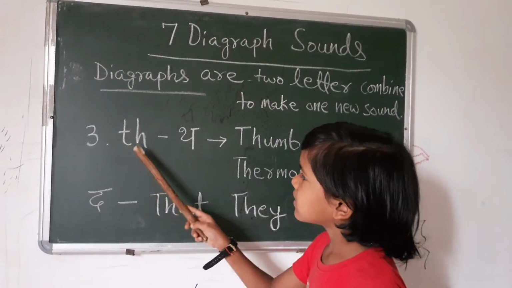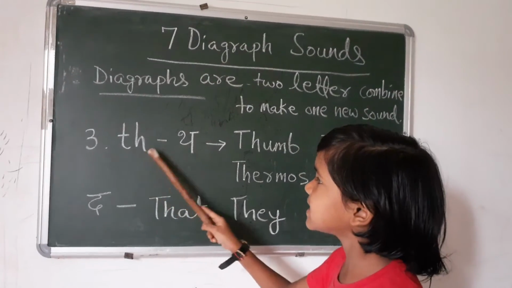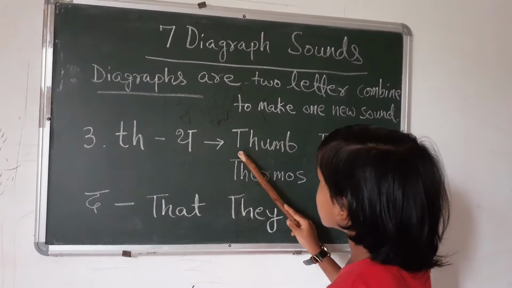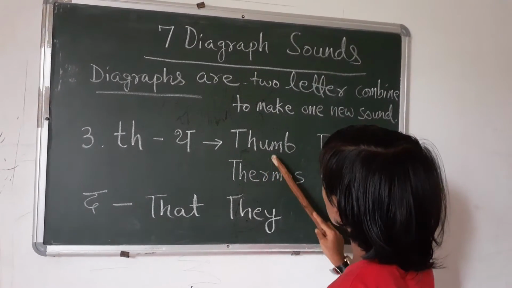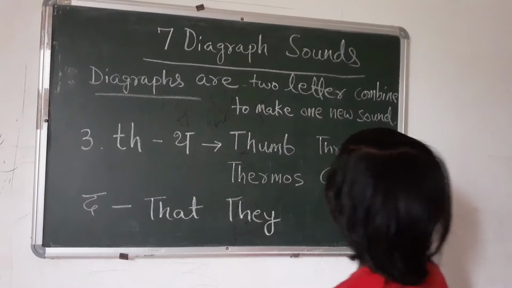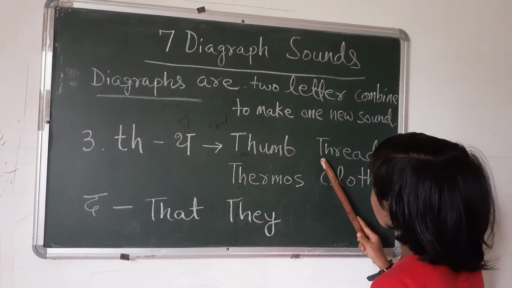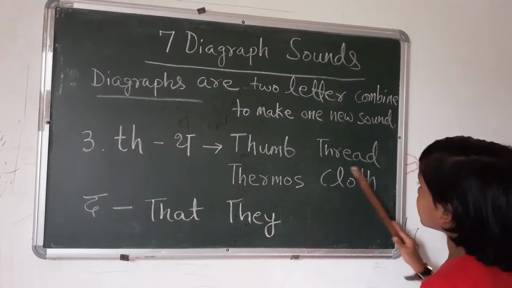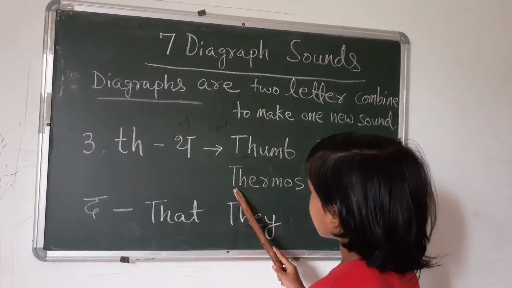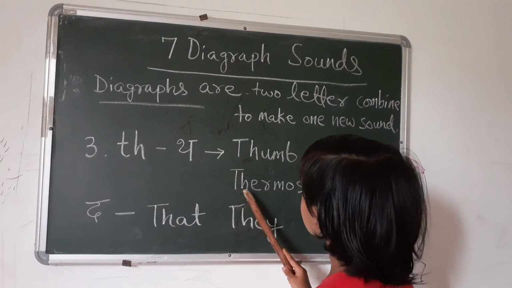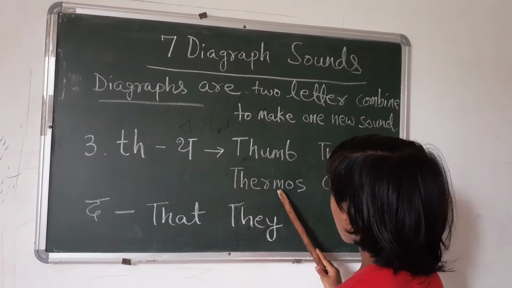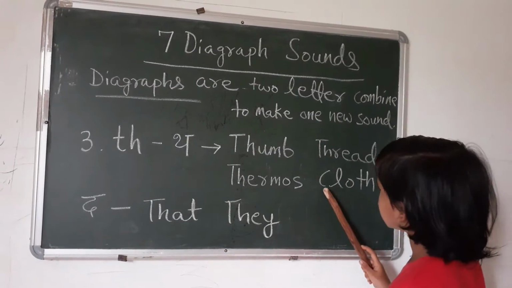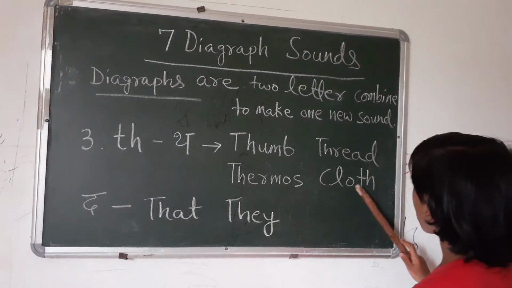Third one is T-H. T-H stands for the th sound, like thumb. T-H-U-M-B, thumb. Thread, T-H-R-E-A-D, thread. Thermos, T-H-E-R-M-O-S, thermos. Cloth, C-L-O-T-H.